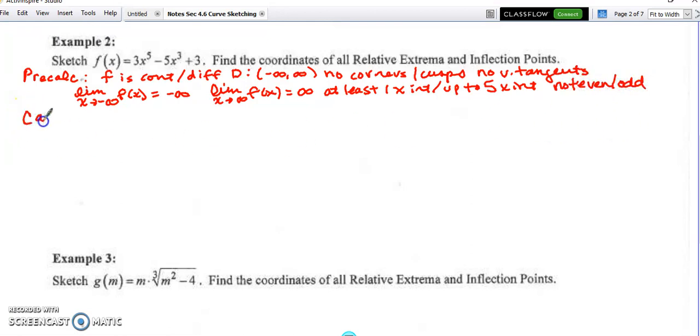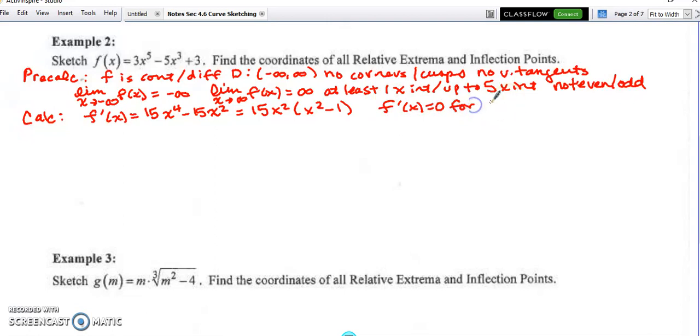So then we start our calculus, which is we're going to take our derivative. So f prime of x is going to be 15x to the 4th minus 15x squared, which does factor very nicely. Take out your 15x squared, and we have x squared minus 1. So our critical values, f prime of x equals 0, are x equal to plus or minus 1 and 0.